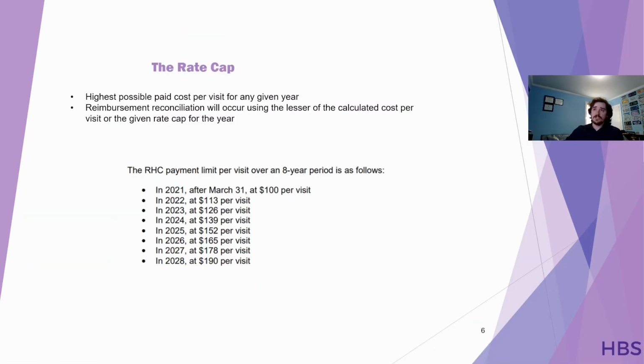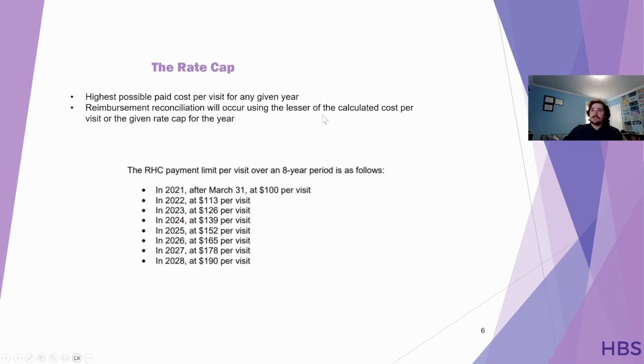The last thing I want to touch on is the rate cap. Now, the rate cap, it goes up every year. It's the highest possible paid cost per visit for any given year. The reimbursement reconciliation that occurs in the cost report will use the lesser of whatever the calculated rate is, determined based on the formula that we talked about, or the given rate cap for the year.